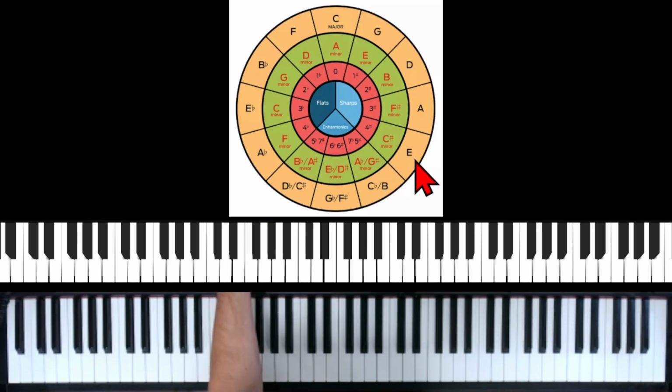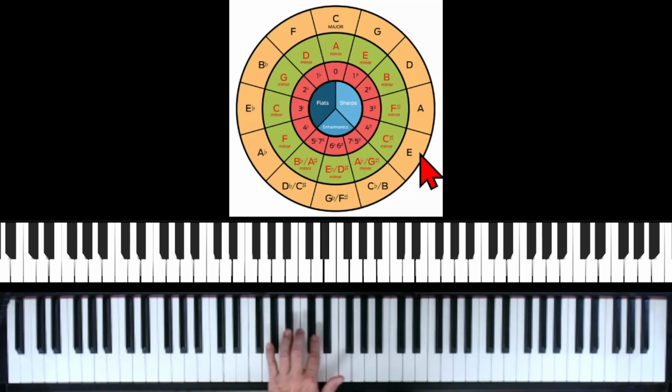Let's take the E key, for example. These are our sharp keys in the E scale. Its relative minor, 1, 2, 3, is C sharp. It's C sharp minor, I should say. C sharp minor. Exact same sharps and flats.